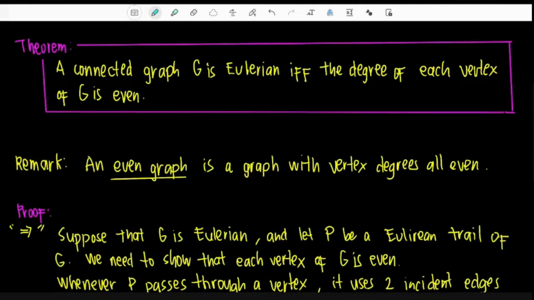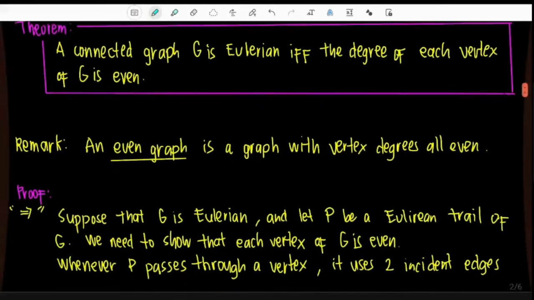So, how do we prove this? Again, this is a biconditional. So, we need to prove two implications. One, we assume that a connected graph G is Eulerian. Then, we show that the degree of each vertex is even. Next, we assume that the degree of each vertex is even, then we show that the graph G is Eulerian. Okay. So, let's do the first implication.